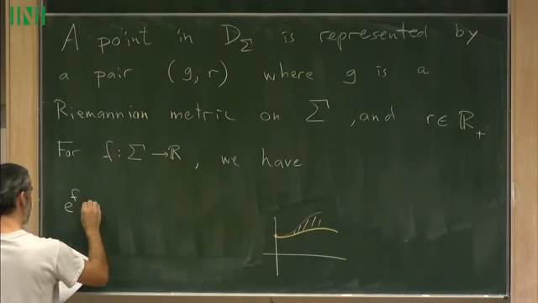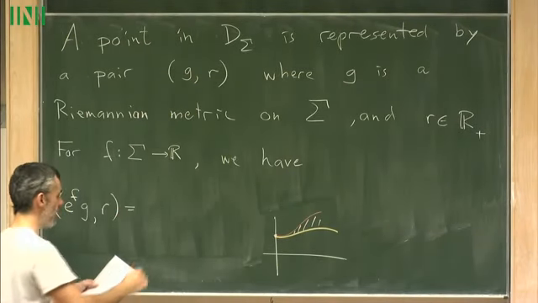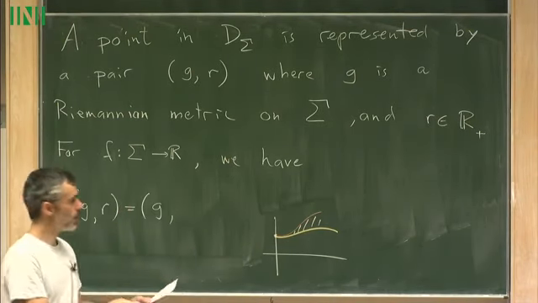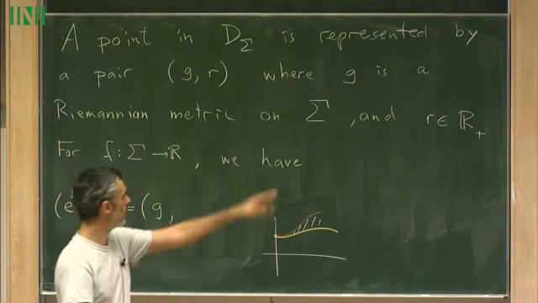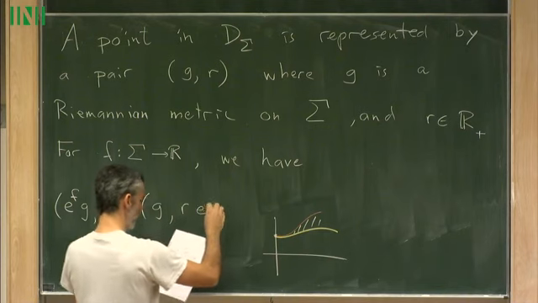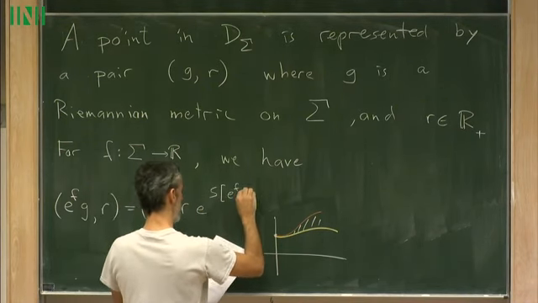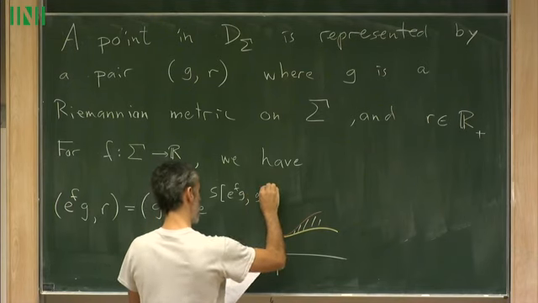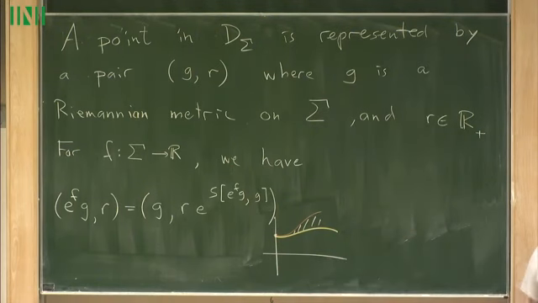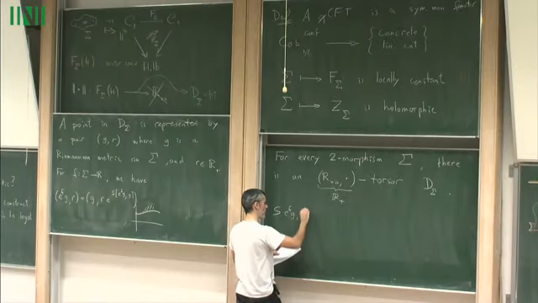So (e to the f times g, r) is declared to be the same as g, and then I need to take r times something. This is the multiplicative group of real numbers, so it's going to be r times e to the, and then something that I call S of (e to the f g, g). So now I need to tell you what that is.